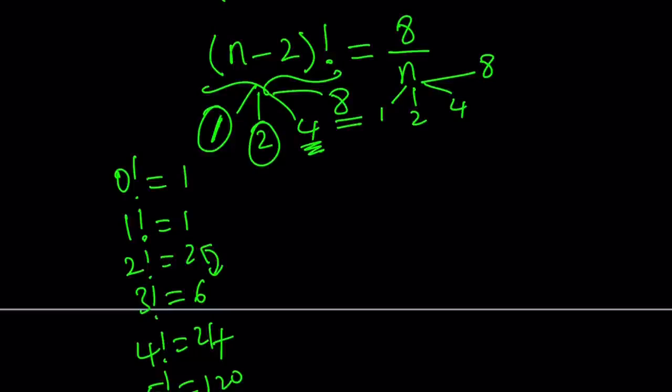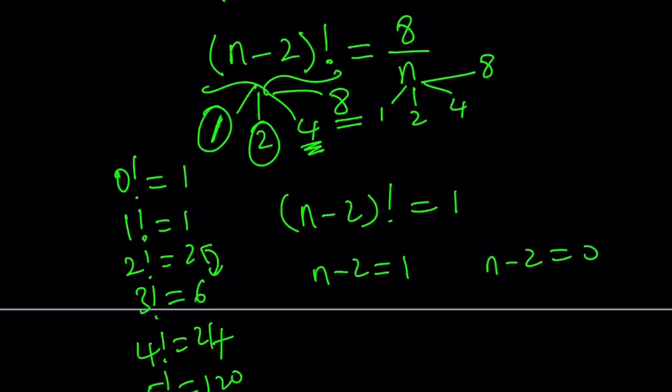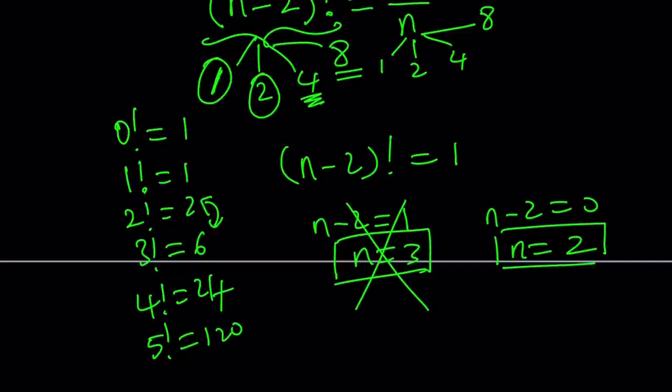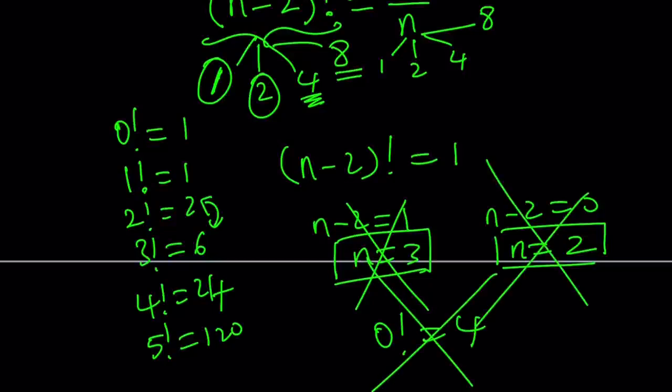So question is, if (n minus 2) factorial is equal to 1, n minus 2 is either 1 or 0, right? Because 0 factorial and 1 factorial are both 1. But if n minus 2 is 1, n equals 3, and otherwise n equals 2. So if n is equal to 3, 3 does not divide 8, so it's not a feasible solution. But n equals 2 actually is a divisor of 8, so that could work. But if you replace n with 2 on both sides, you get 0 factorial equals 4, which is obviously false, so n equals 2 is not a solution.